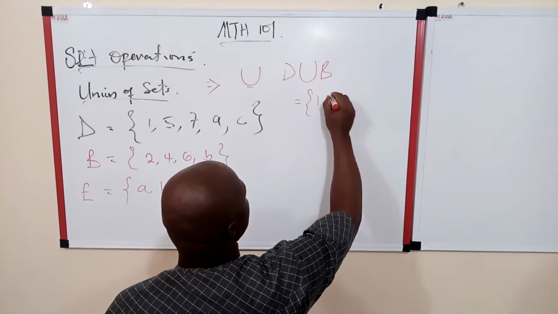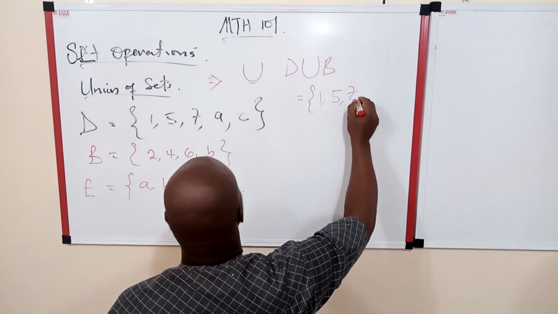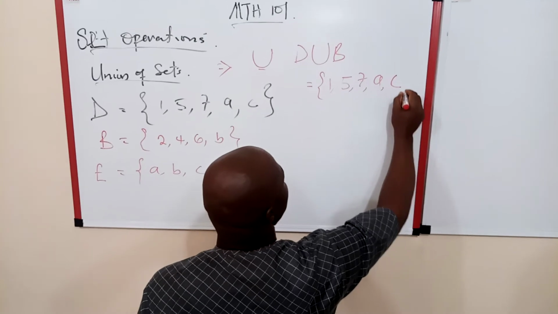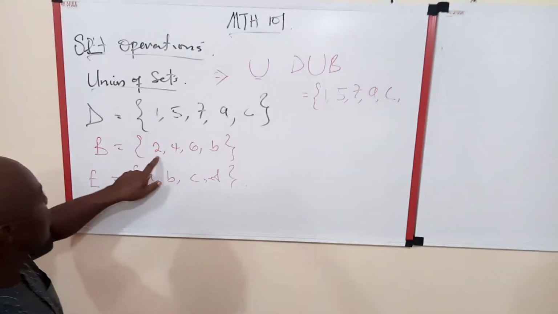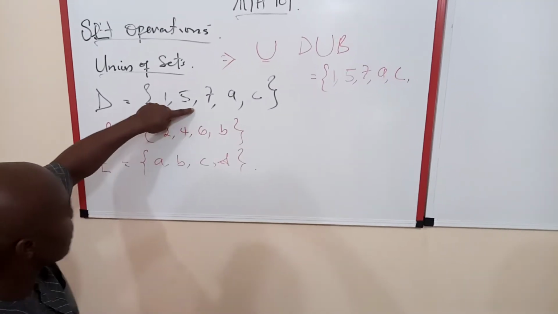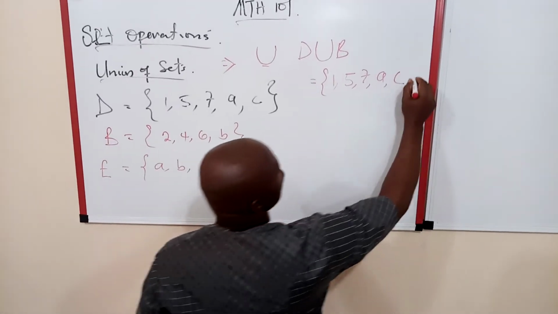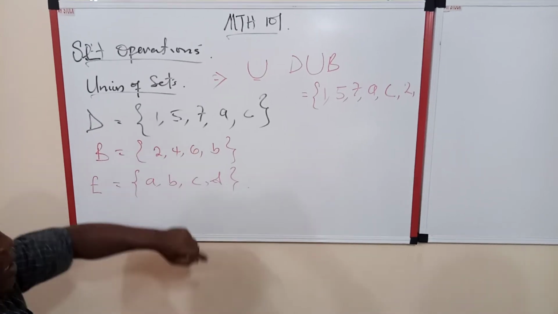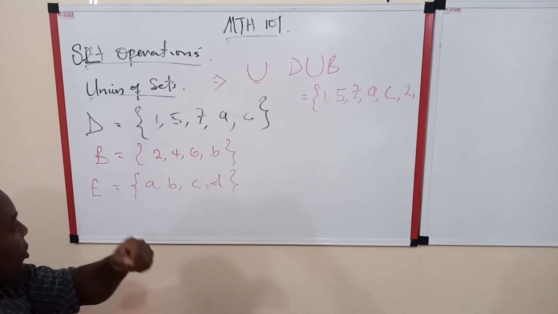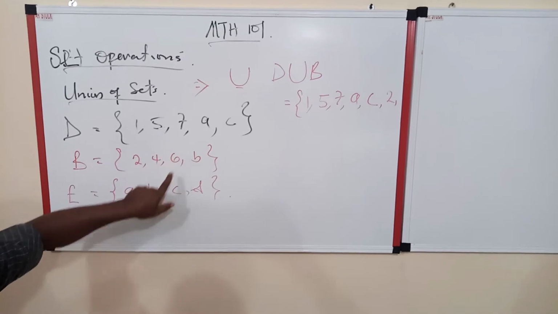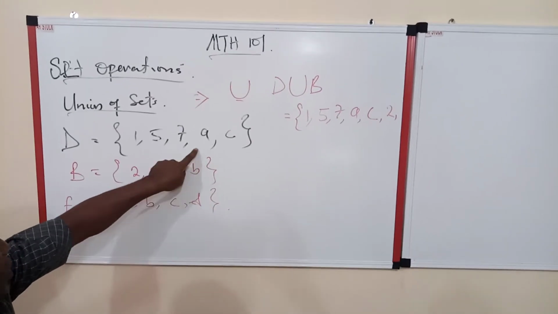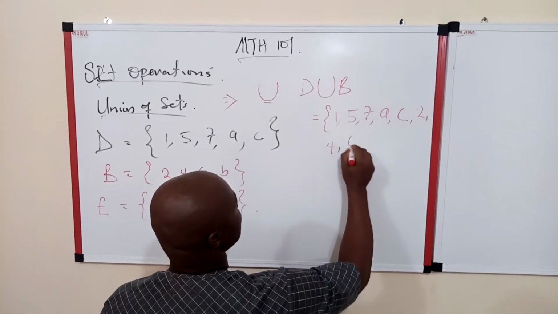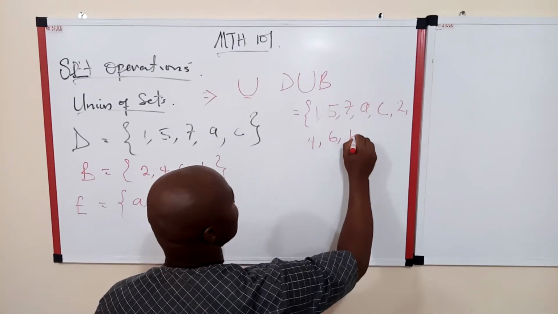We have 1, we have 5, we have 7, we have A, we have C, and when it comes to this one, we have 2 here, and 2 is not in this one, so 2 is also distinct. Now we have 4 here, and 4 is not here either, because we said there is no repetition. 6 is not here either, so 4, 6. B is not here either, so we have 4, 6, and B.